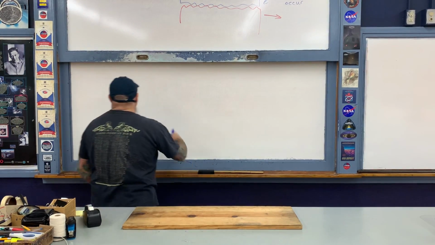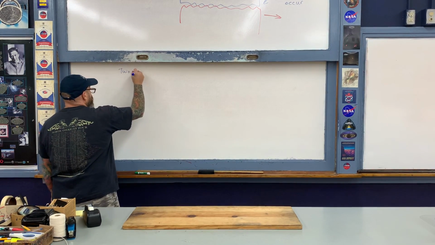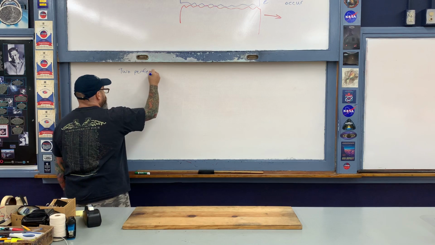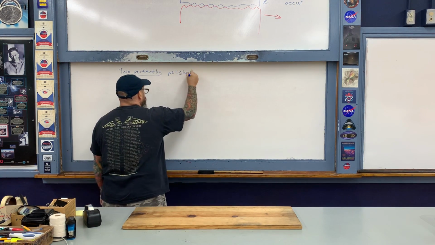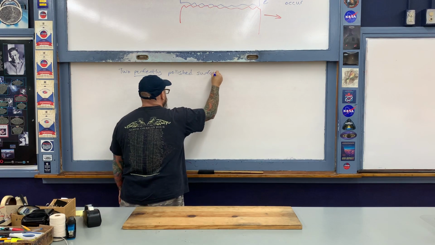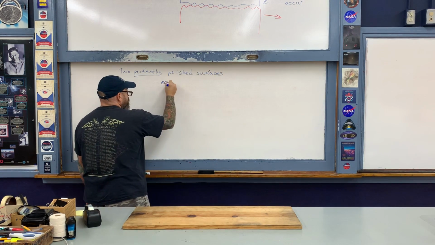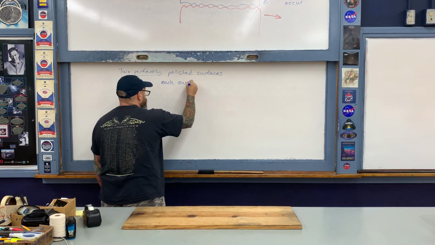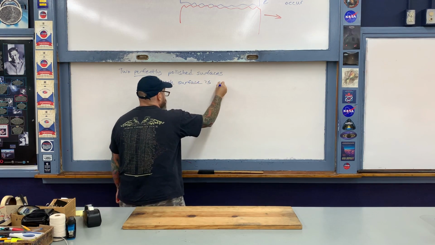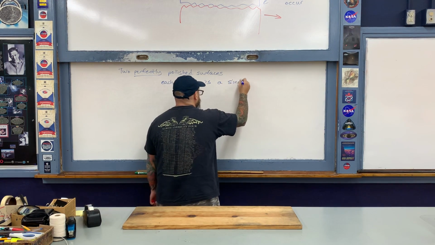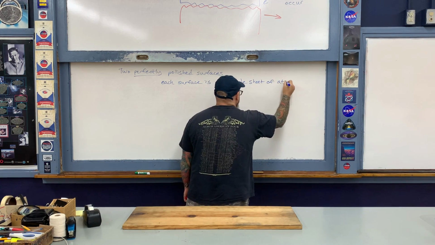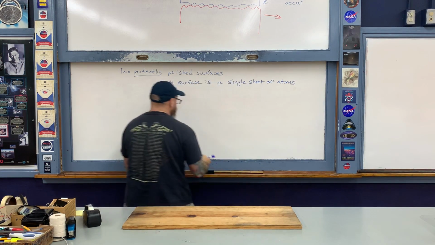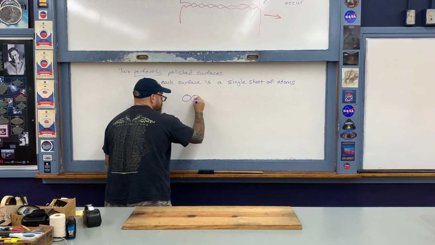Okay, so now let's say that we have two perfectly polished surfaces, where each surface is a single sheet of atoms. So imagine that one of those surfaces looks like so.